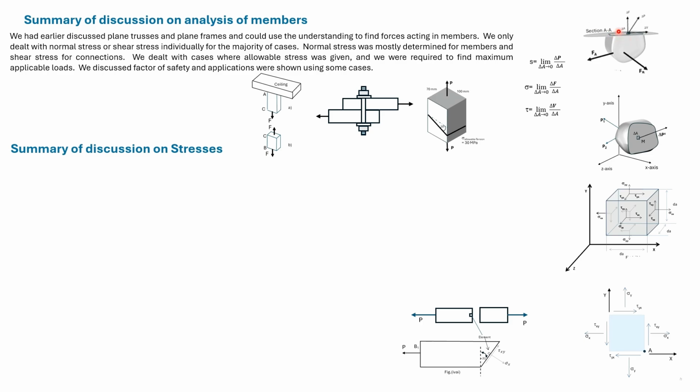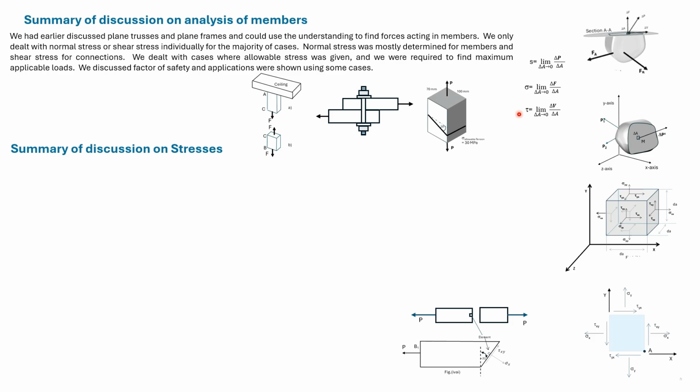Let us consider a small area del A and let the force acting on that area be del P. Then stress is defined as the limit, del A tends to 0, of del P divided by del A. We can resolve del P into a vertical force and a horizontal force, del F and del V. Then the normal stress sigma is defined as the limit, del A tends to 0, of del F divided by del A. And the shear stress tau is defined as the limit, del A tends to 0, of del V divided by del A.